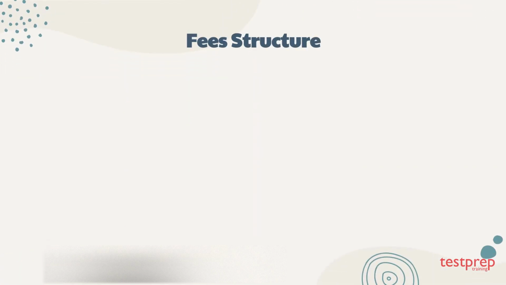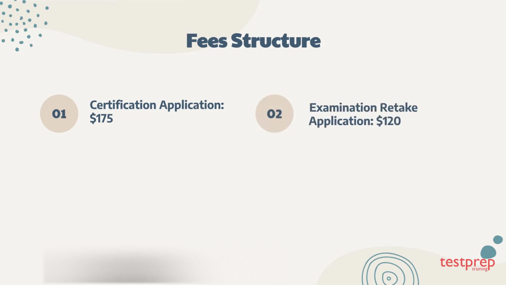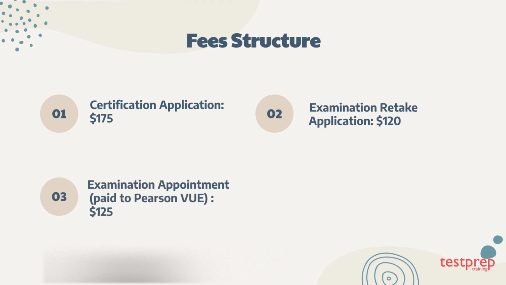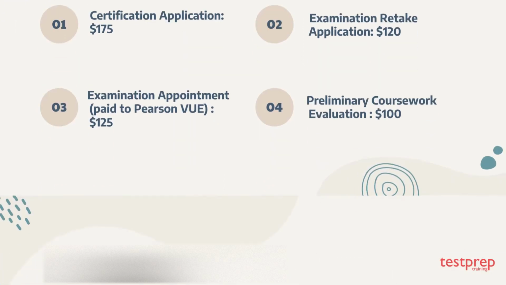Fee structure: 1. Certification application is $175. 2. Examination retake application is $120. 3. Examination appointment, paid to Pearson VUE, is $125. 4. Preliminary coursework evaluation is $100.